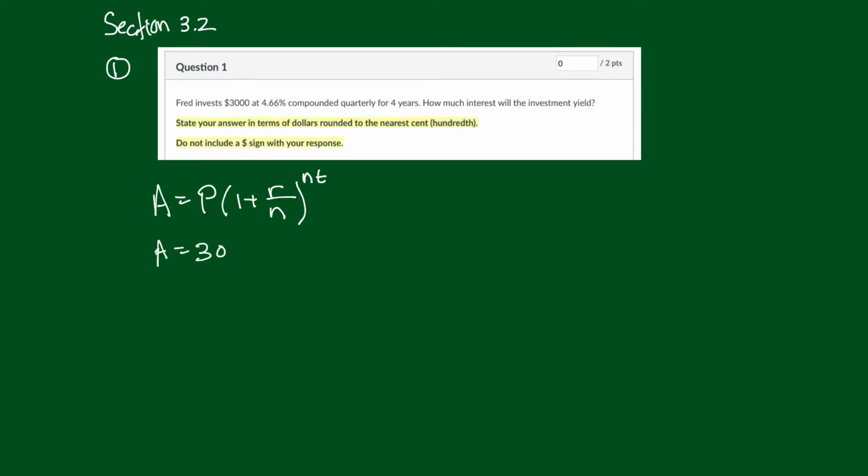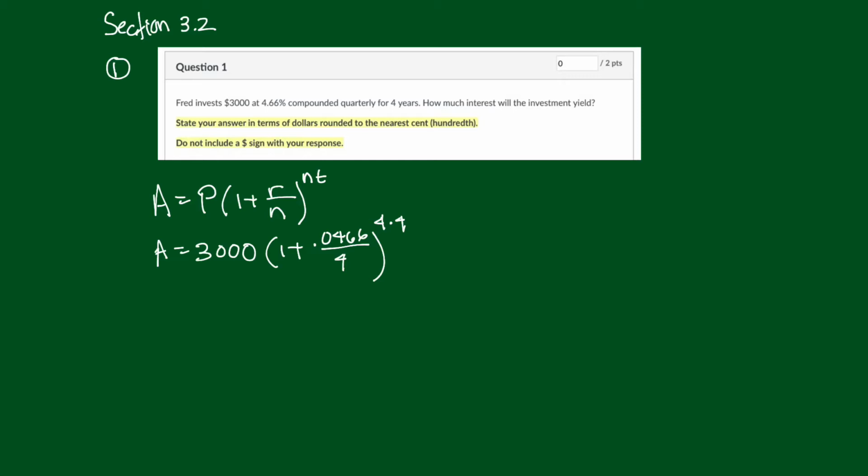I'm looking at your answer. It looks like you came close to this. 3,000 times 1 plus 0.0466, right? I have to change the percent to a decimal. Compounded quarterly, 4, raised to the 4 times the number of years. So it's a calculator problem.